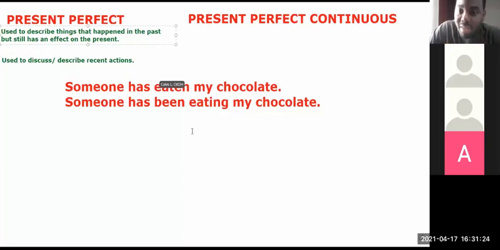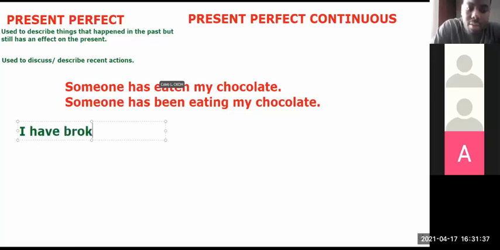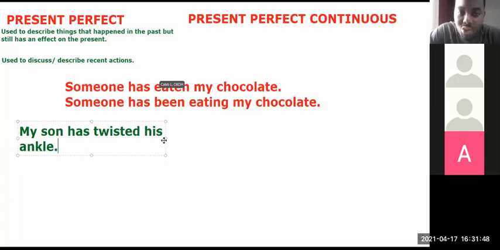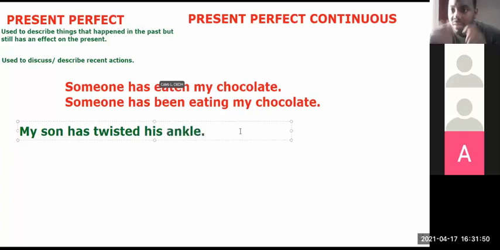The same way, if you bring in the medical arena, there are some conditions that happen only once. So for example, my son has twisted his ankle. Twisted ankle. What is twisted? What do you say in Turkish? Burkulmak. Okay. So that is my son has twisted his ankle.